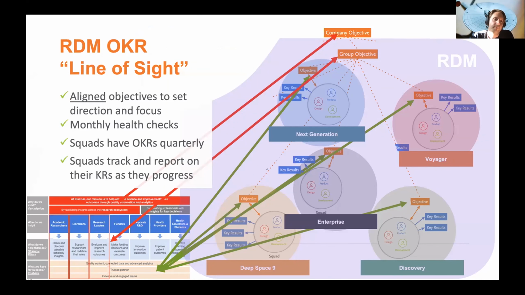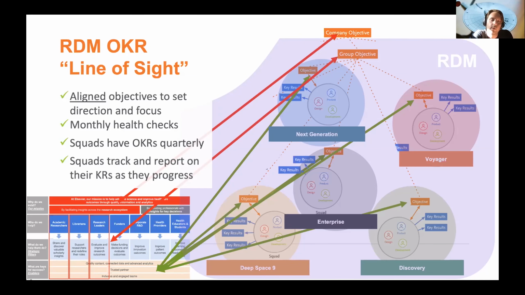Wrapping it up. So for RDM, we focus on the aligned objectives to set that direction and focus. We have those monthly health checks now, so we know where we are and we know where we are heading and the changes that we need to make. We're working on those quarterly OKRs to actually give a metric standpoint, like this is where we are, this is what we're trending into, and this is the amount of work that we've done. So we're heading in the right direction. Or this didn't work because, et cetera, and that's how we're going to change going forward.